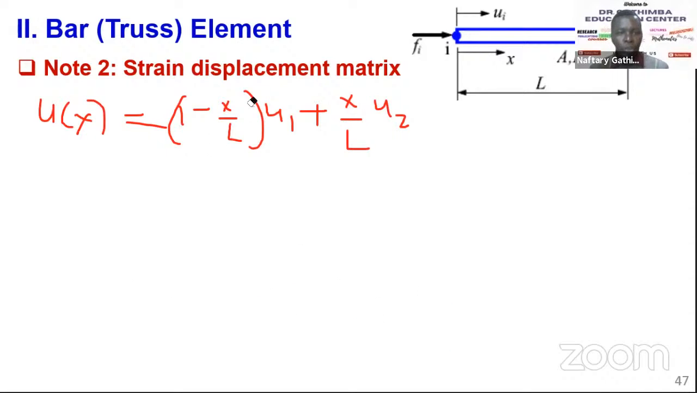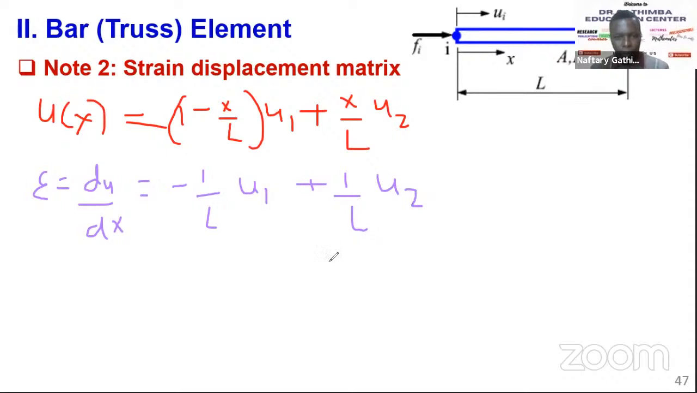We have a working space. From here, we can get what we call the strain, which is equal to du over dx. If you differentiate this, you are going to get, this one will be minus 1, because it's 0. This is minus 1 over L u1 plus 1 over L u2.